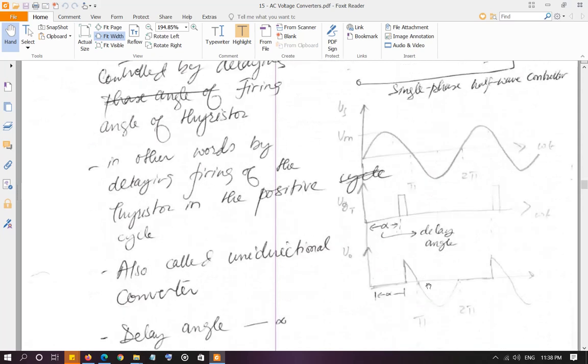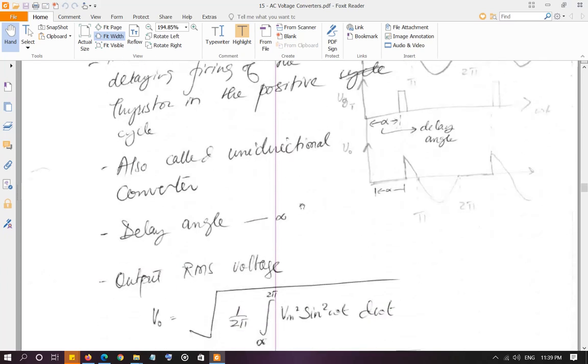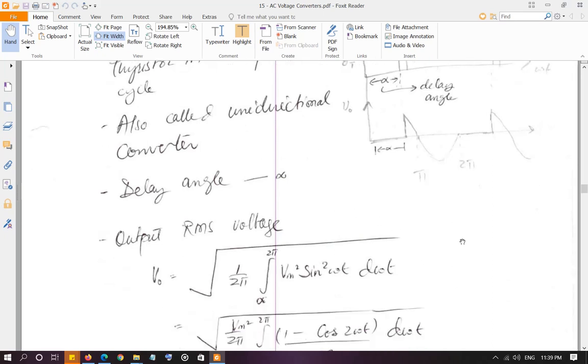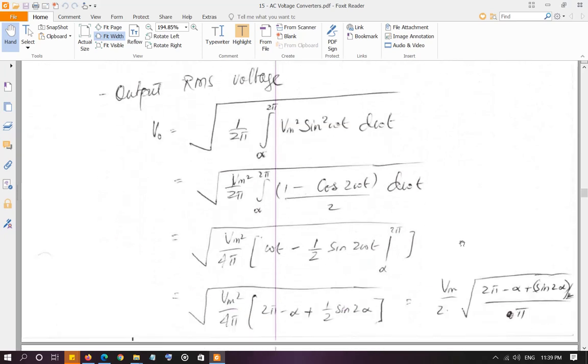Okay, so you can see that we have the delay angle alpha or firing angle alpha. In the positive cycle, whatever the firing angle is, the positive cycle is going to start from there, and of course the whole negative cycle is going to be conducted through to the output. So that's going to be the output. It's also called a unidirectional converter, of course, since only one direction can be controlled. Again, look at the RMS value and do the derivation.